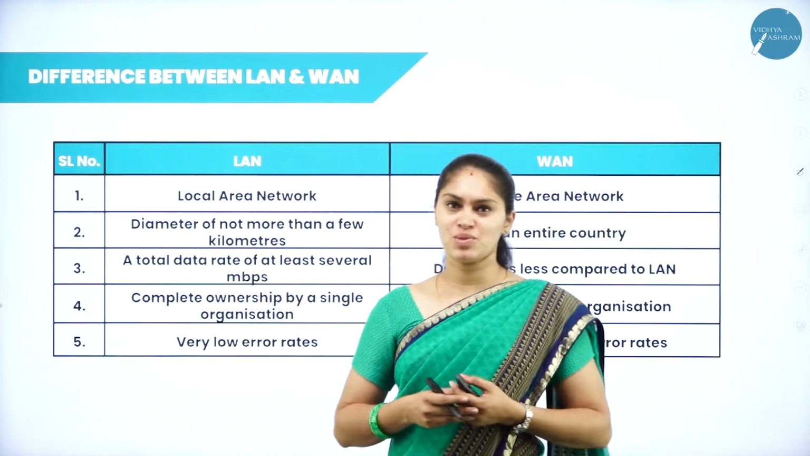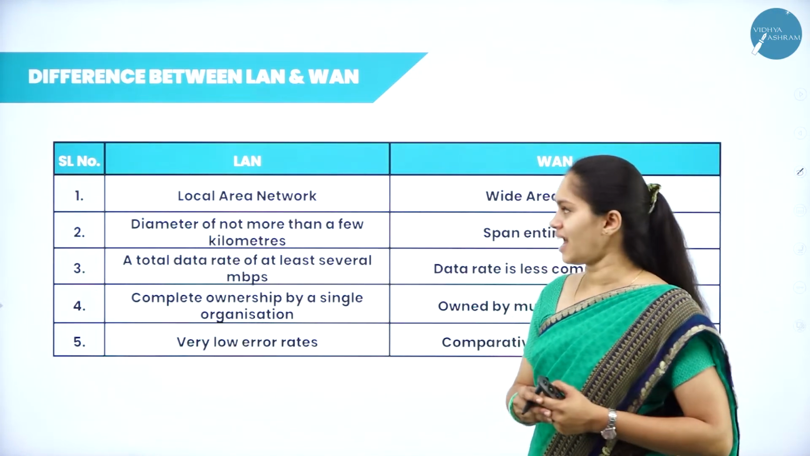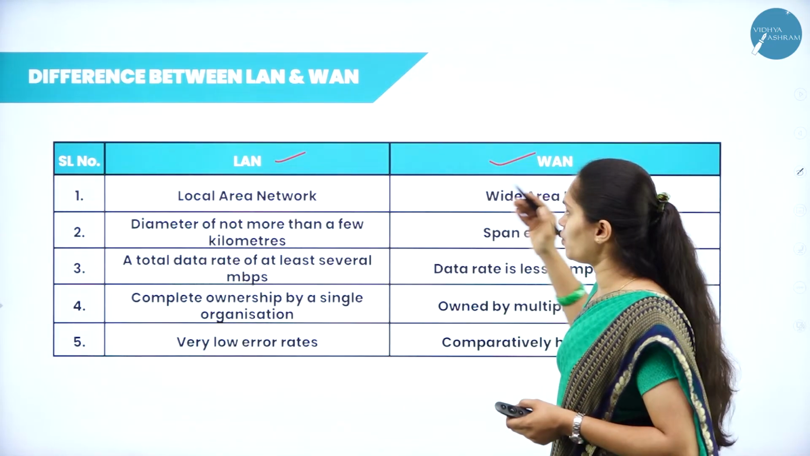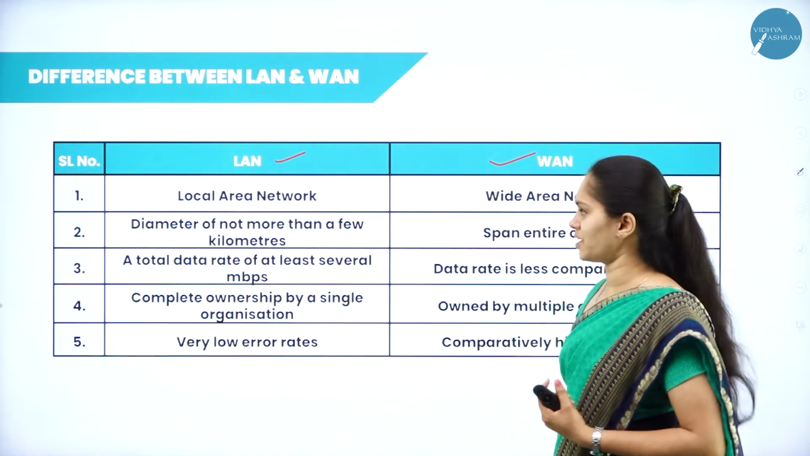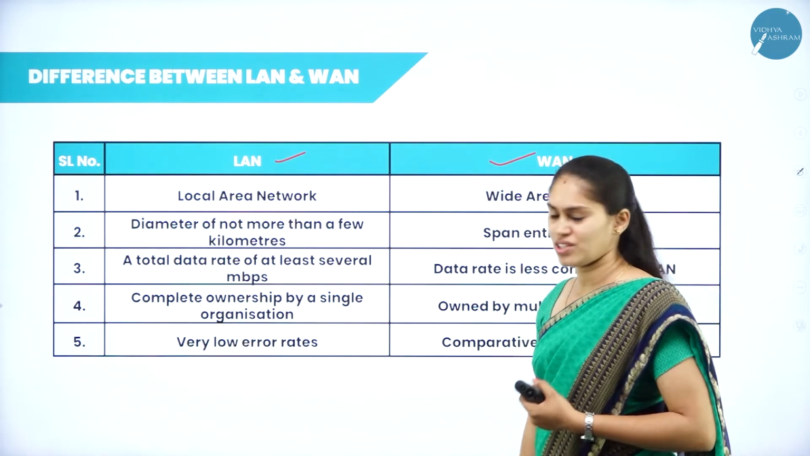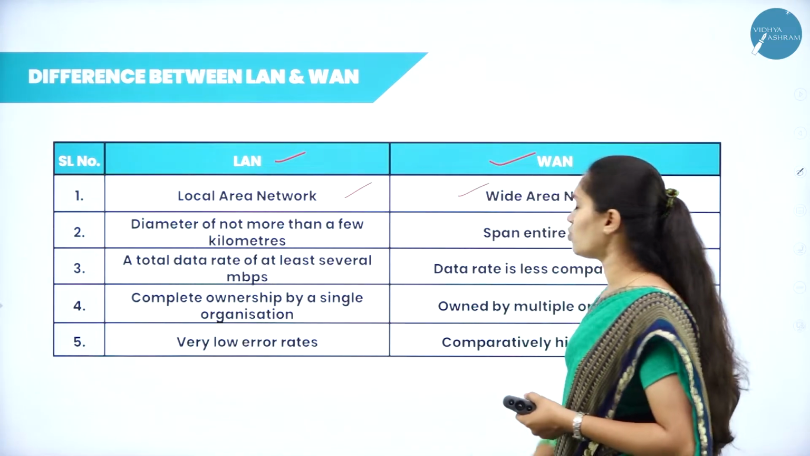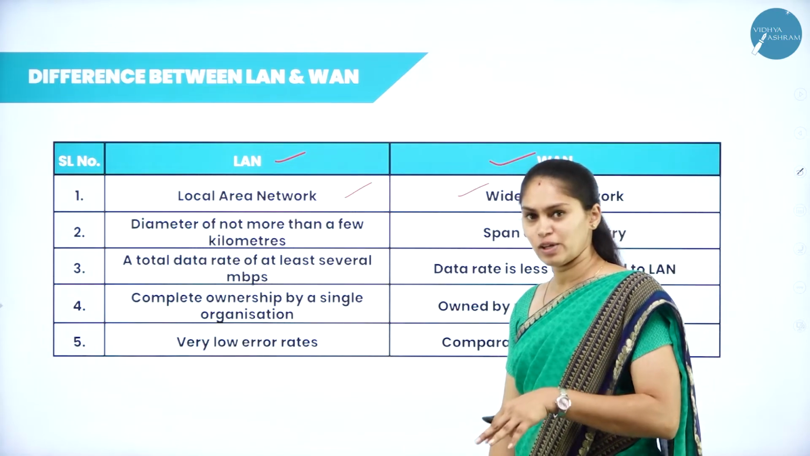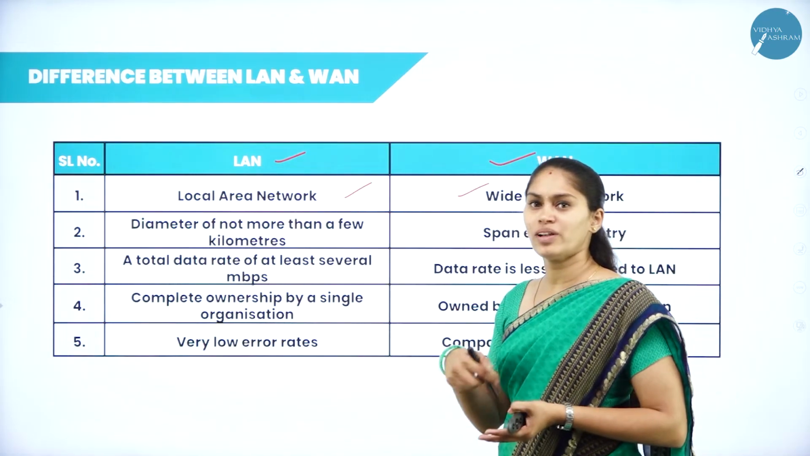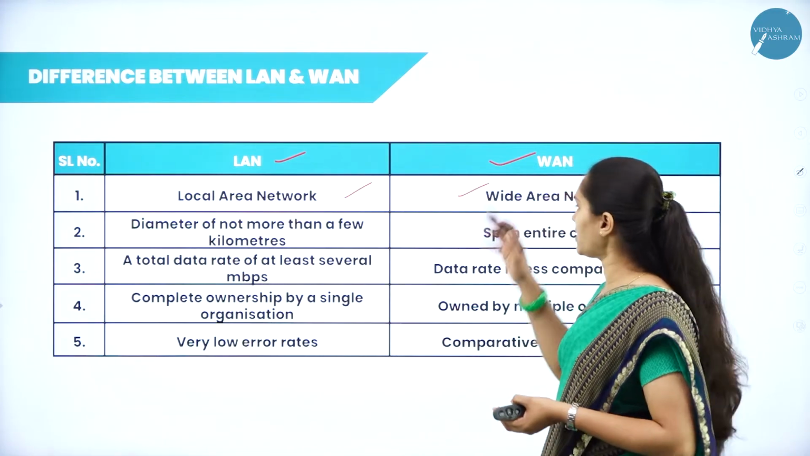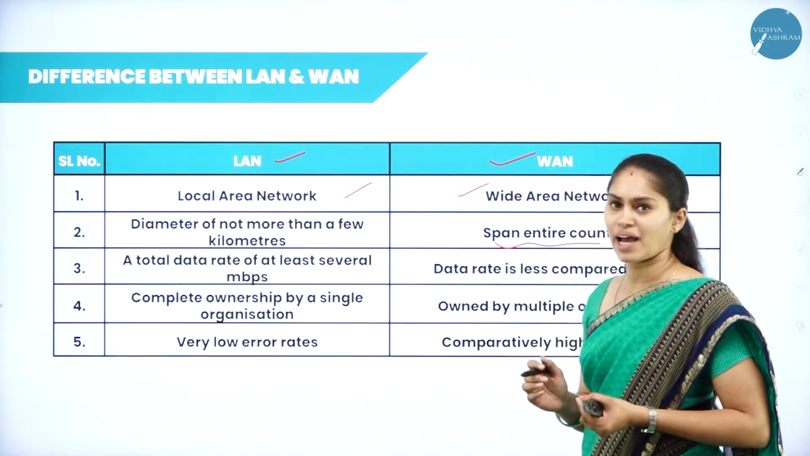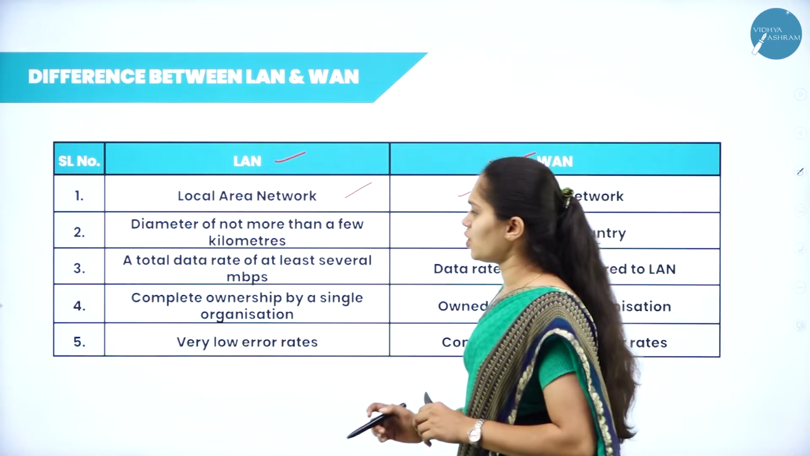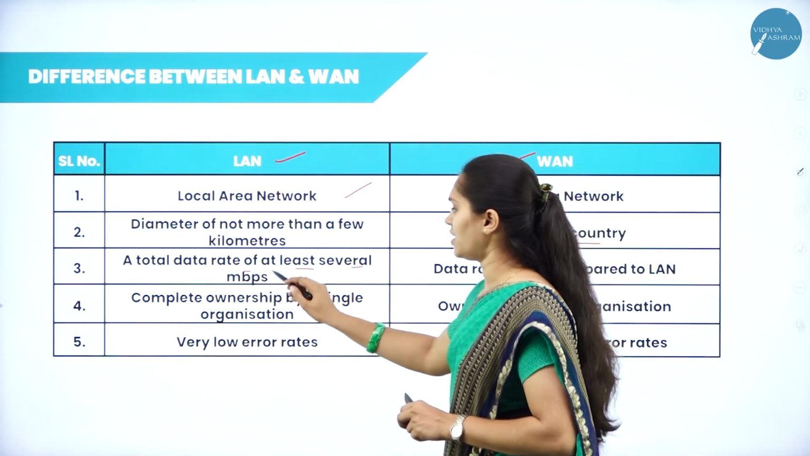Now we'll see the difference between this WAN and LAN. Here we have LAN, local area network, and here we have WAN, wide area network. The LAN is specified only within a few kilometers. But the WAN will span an entire country or the globe, with a total data rate of at least several Mbps.